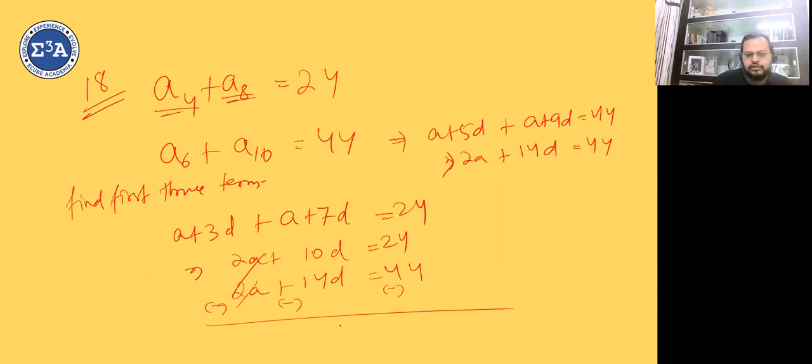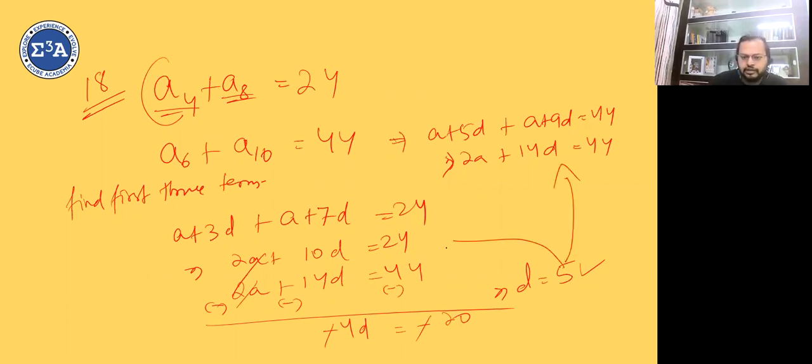2A is gone, minus 4D, and this is minus 20. So I get D is equal to 5. Once D is 5, I can put it in any equation. Let's say I put it in this equation to find out the value of A. 2A plus 14D is equal to 44.